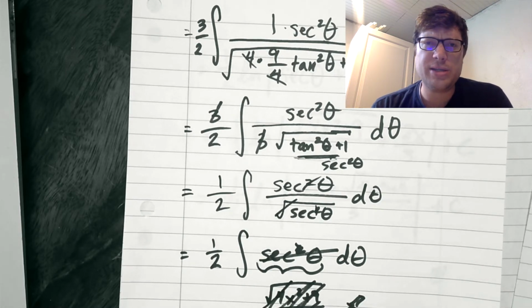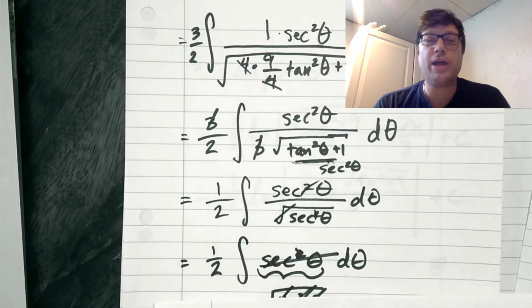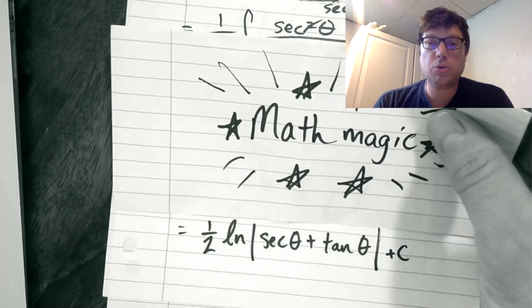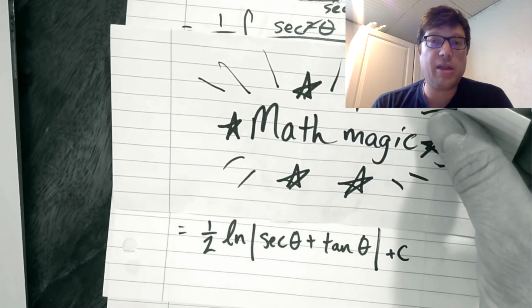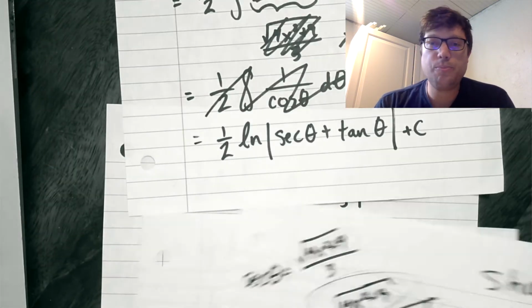I don't know what that is. I wouldn't expect you to know. I did look it up, but a little math magic lets us know that the antiderivative will be 1/2 natural log of the absolute value of secant theta plus tangent theta. Don't forget plus c. Again, that's totally math magic. You should look it up. It'd be nice to know.